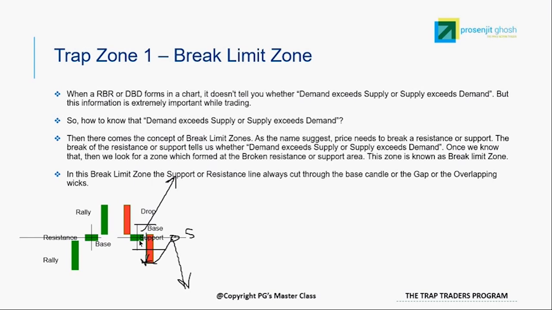The color of the base candle doesn't matter. And one thing more: if the move out candle starts above the support line, that is also not a matter of concern. But if the moving candle closes below the support and then the base gets created, then it is some other structure and not a break limit zone. Same as rally base rally. Any questions, any challenges about this?